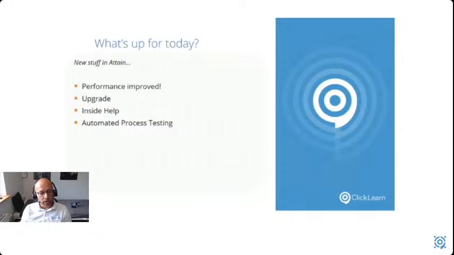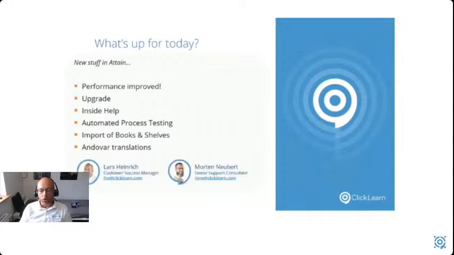After that, I'm going to be showing you automatic process testing. It's an improved graphic view in there, and I'm going to show that. Then we're going to show how to import books and shelves as well. So if you have already existing ClickLearn Classic projects, you can import them directly into Attain. At the end, we're also going to be focusing a little bit on the Android translation, just to make sure that everybody knows that it's out there, and that's going to be all that we're going to be going through here today.